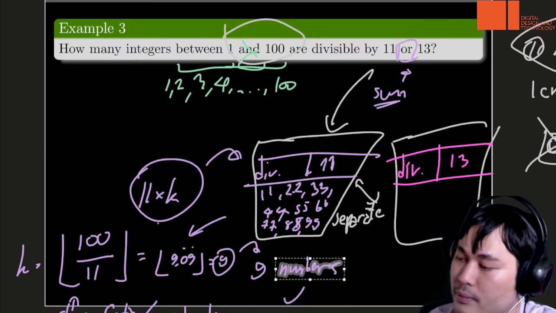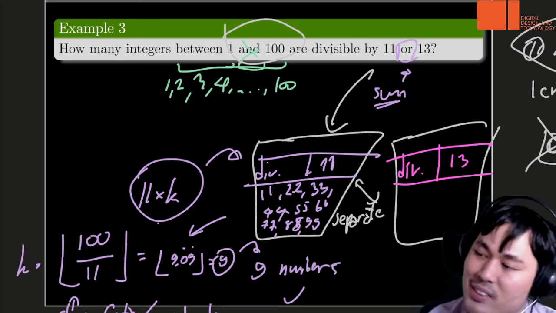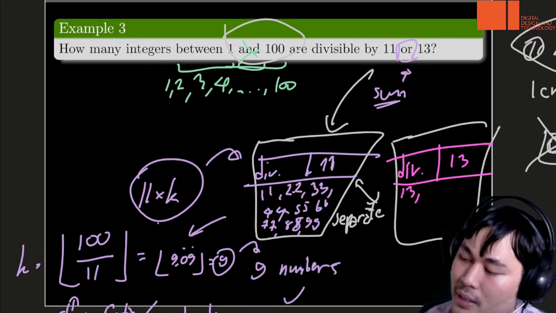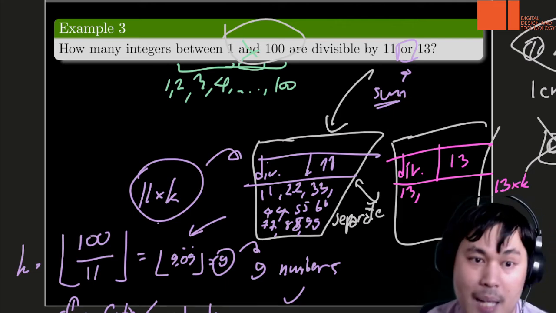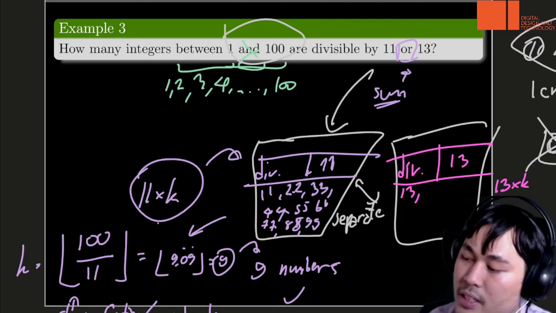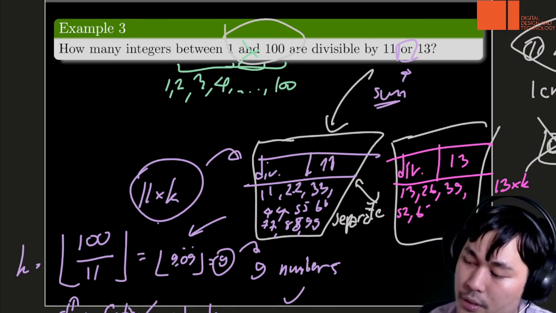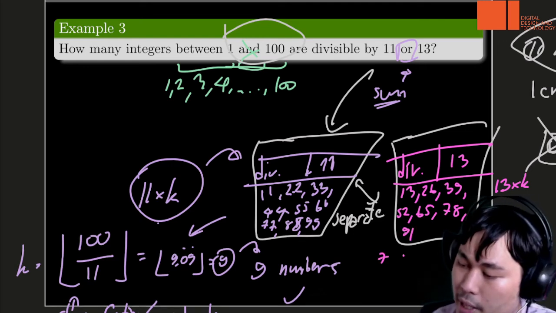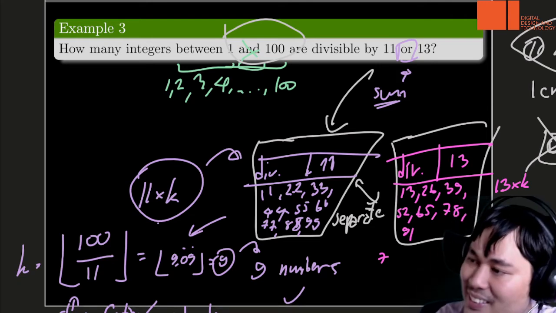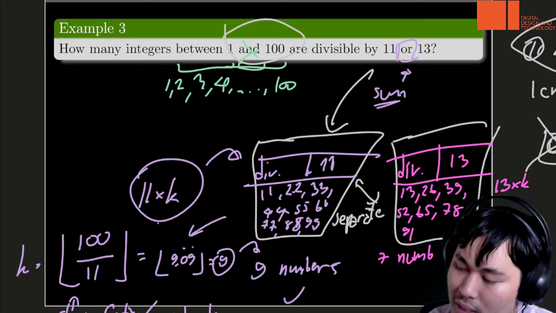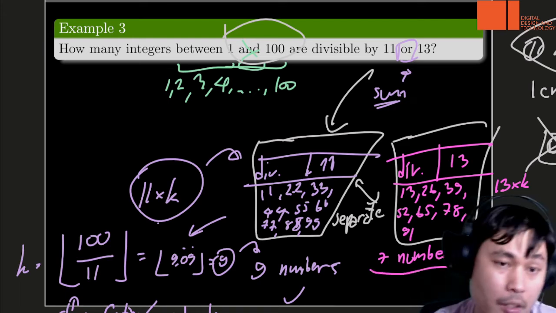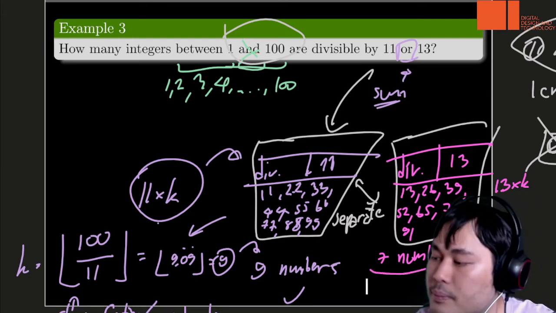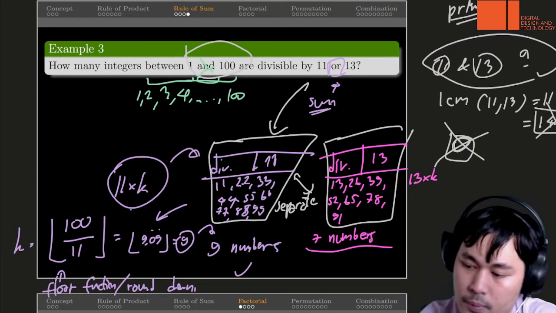Okay, that's done. And then for 13, you can count if you want to. It's always in the form of 13 times something. So we have 13, 26, 39, 52, 65, 78, and 91. There are 7 numbers in total inside this bin. Let me conclude that first.